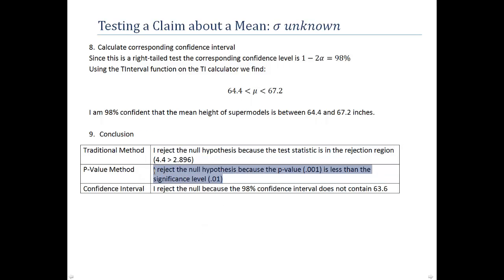Now using the p-value method, I compare the p-value, which is a probability, with a significance level. The p-value is 0.001, and that's less than the significance level of 0.01. If the p is low, the null must go. So again, I reject the null hypothesis. And finally, using the confidence interval method, because I'm 98% confident that the mean height of supermodels is between 64.4 and 67.2 inches, I would also reject the null that says that it's equal to 63.6 inches.